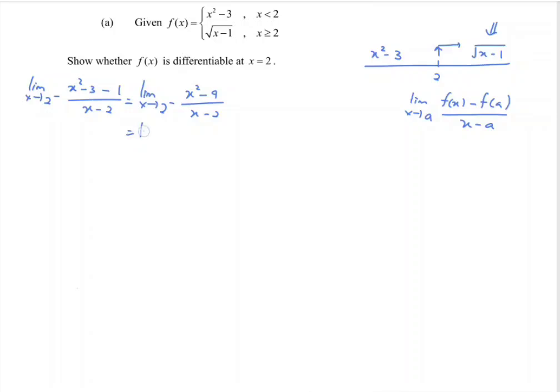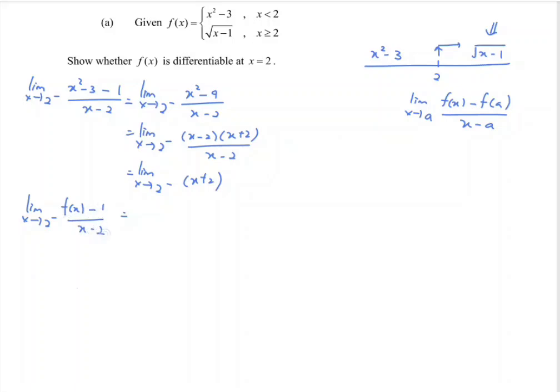be to factorize. We will have (x minus 2)(x plus 2) over x minus 2. Simplify, the limit as x approaches 2 from the left, and we will have x plus 2. So the limit as x approaches 2 from the left of f(x) minus 1 over x minus 2, the value will be approaching 4. Or we can say f prime of 2 from the left, the value will be approaching 4.